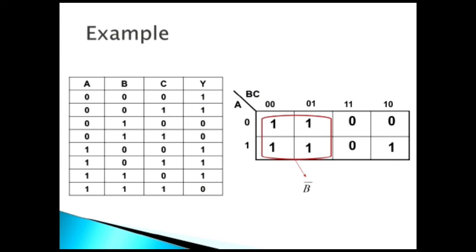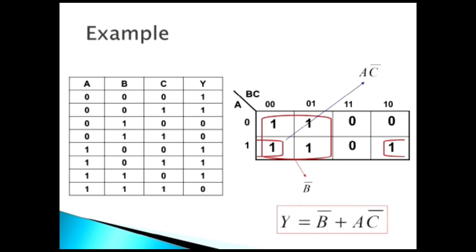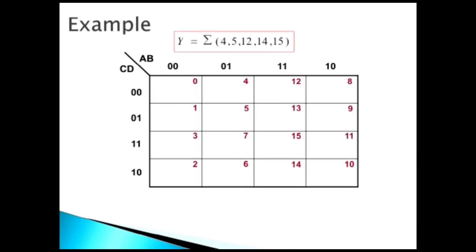Now, similarly, we will make another pair like this, and in this case, the term is AC complement, and the overall expression of this example is Y is equal to B complement plus AC complement. Now, let us discuss one more example. Let Y is equal to summation small m 4, 5, 12, 14, 15.